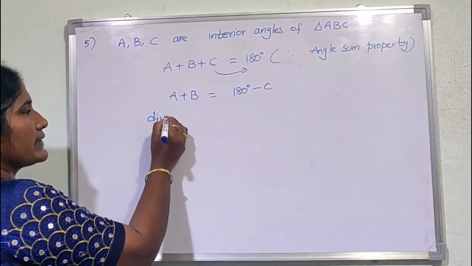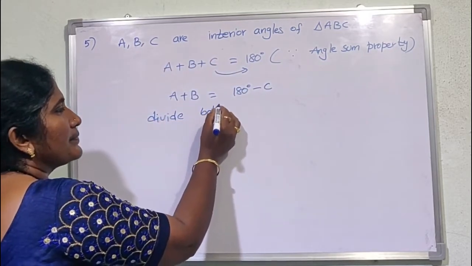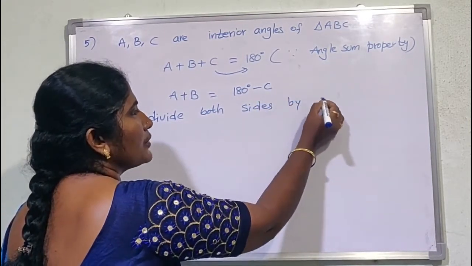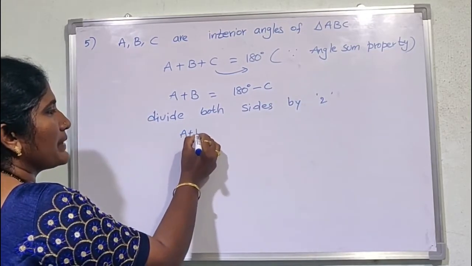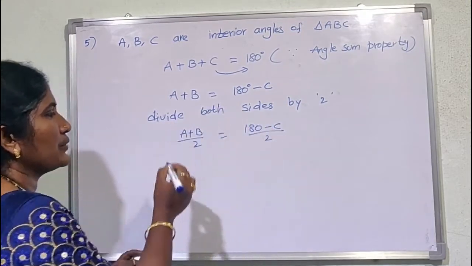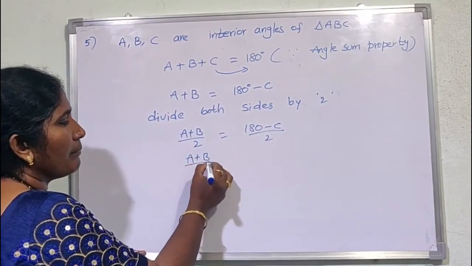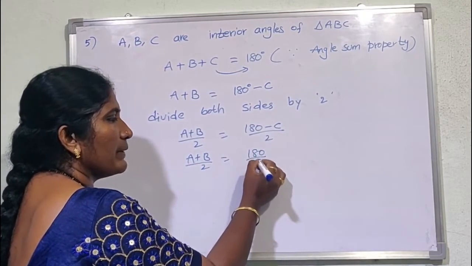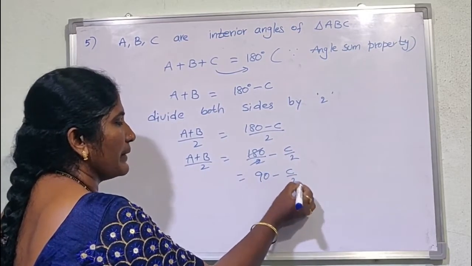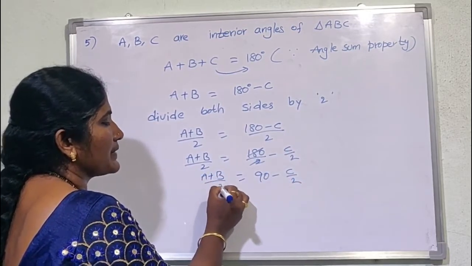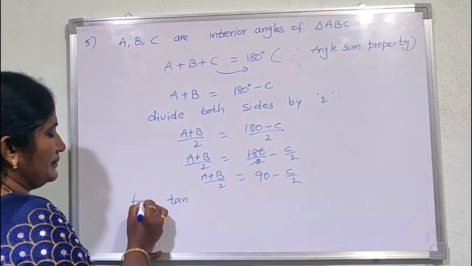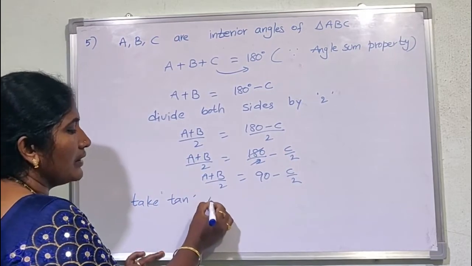Now divide both sides, that means LHS side and RHS side, by 2. That is (A plus B) by 2 is equal to (180 minus C) by 2. (A plus B) by 2 is equal to 180 by 2 minus C by 2. This is simply 90 minus C by 2. (A plus B) by 2 is equal to that. Now take tan on both sides.